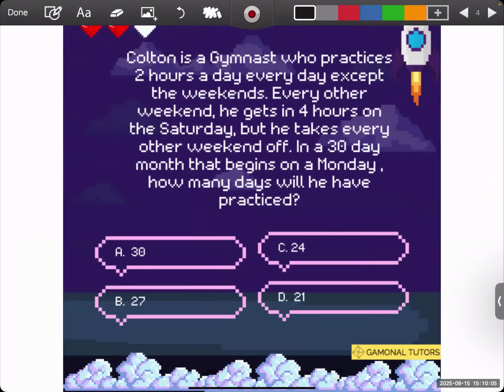Colton, my buddy Colt. Colton is a gymnast who practices 2 hours a day every day, except the weekends. Every other weekend, he gets 4 hours on the Saturday, but he takes every other weekend off. So in a 30-day month that begins on a Monday, how many days will he have practiced?